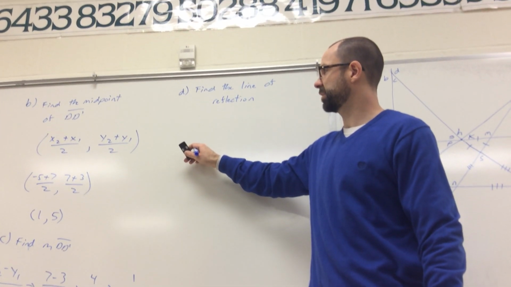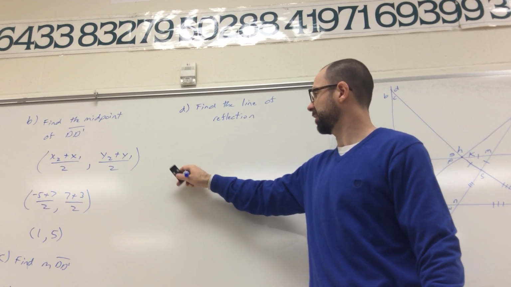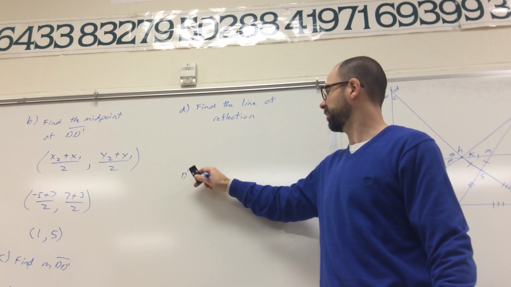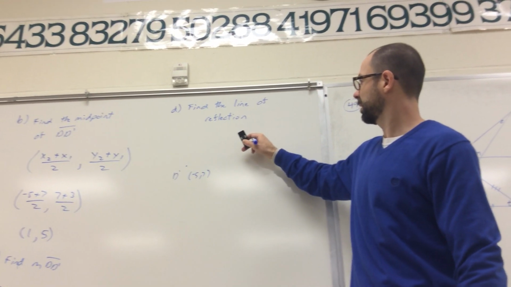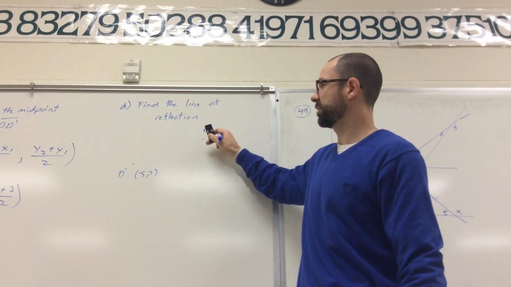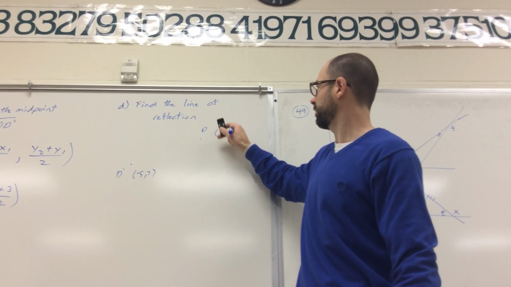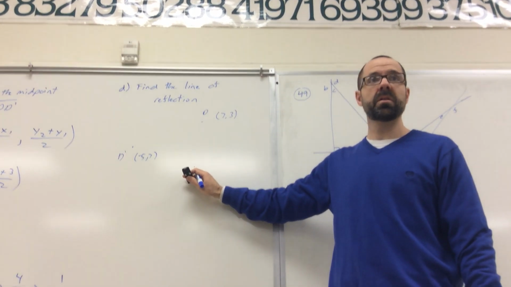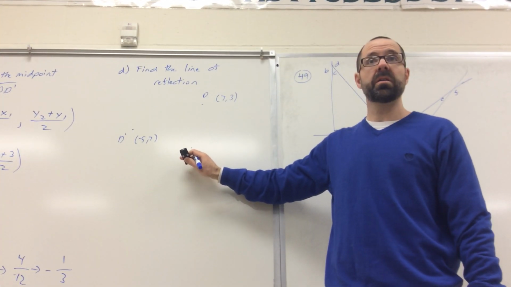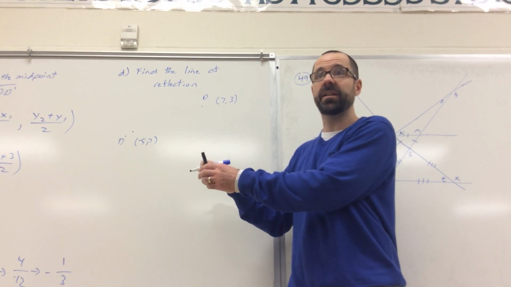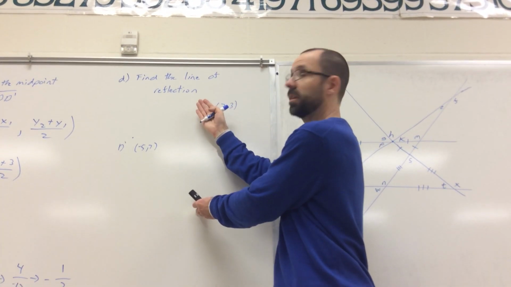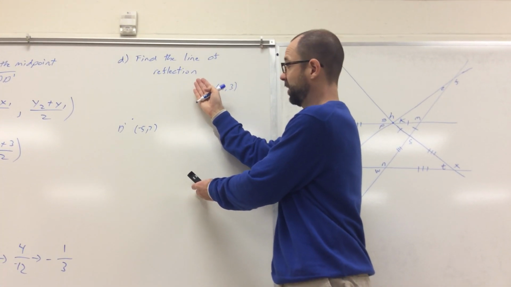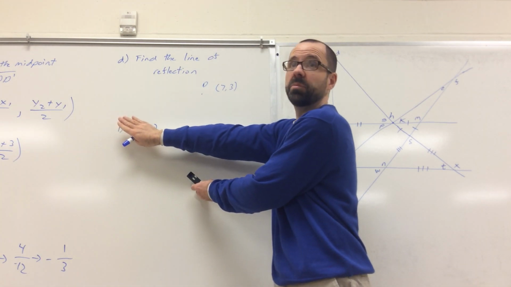So D prime is down here, it's -5, 7. And D is up here, it's 7, 3, so we're just making a sketch. And so now they're telling us that D got reflected down to D prime.